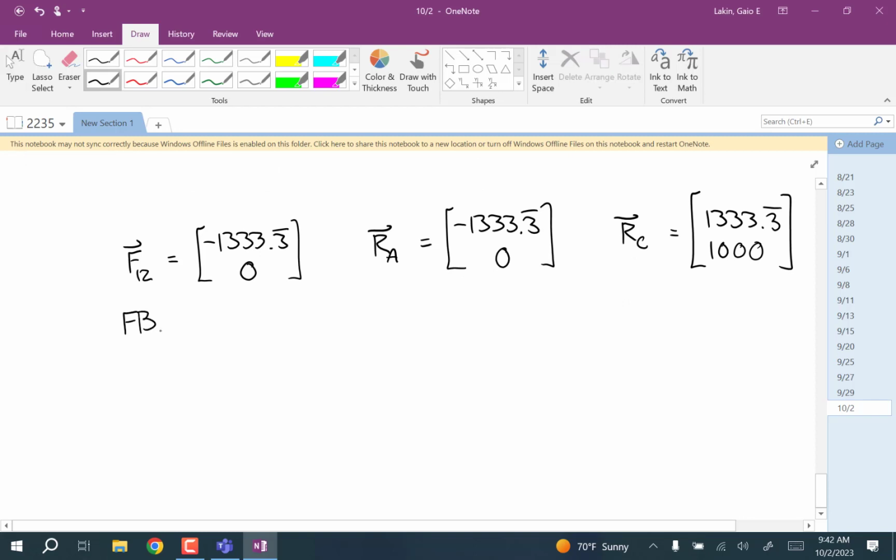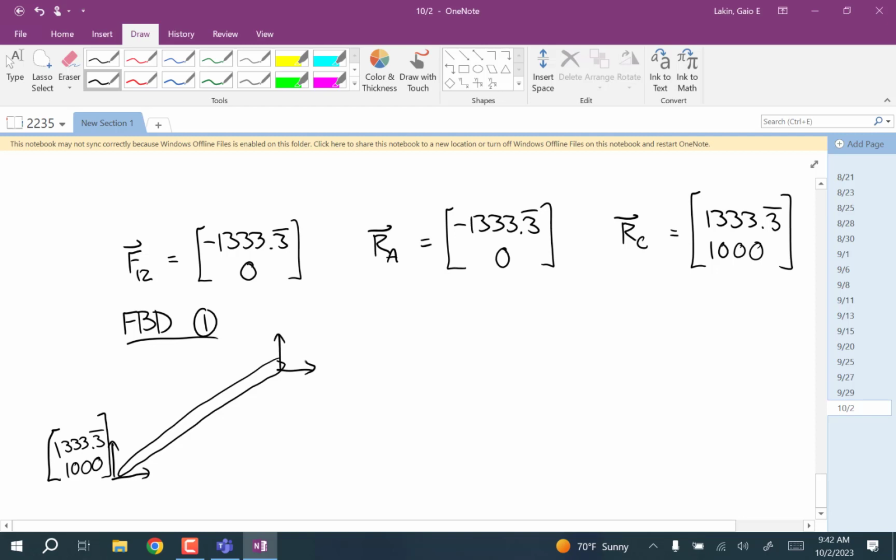So F12, free body diagram of body 1. So down here, we have RC. That's 1333.3 repeating, 1,000. And up here, we have the force on 1 by 2. And we also have the downward force of 1,000.